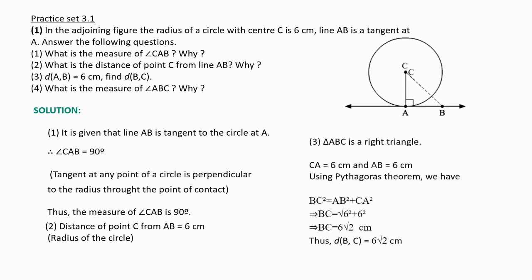Third, triangle ABC is a right angle triangle. CA is 6 centimeters and AB is equal to 6 centimeters. By using Pythagoras theorem, we have BC square is equal to AB square plus CA square. Therefore, AB is 6 and CA is also 6. By substituting and simplifying, we get BC equal to 6 root 2 centimeters. Thus, distance BC is equal to 6 root 2 centimeters.